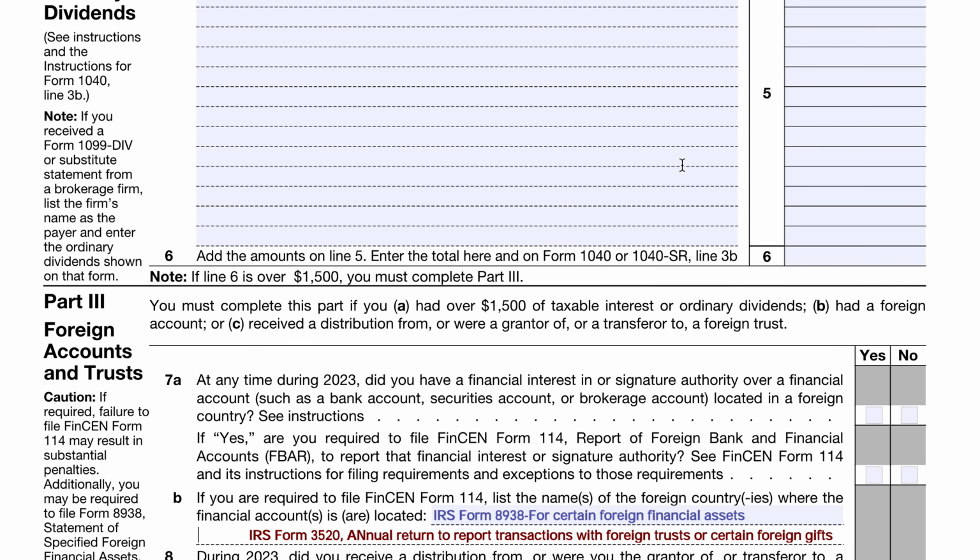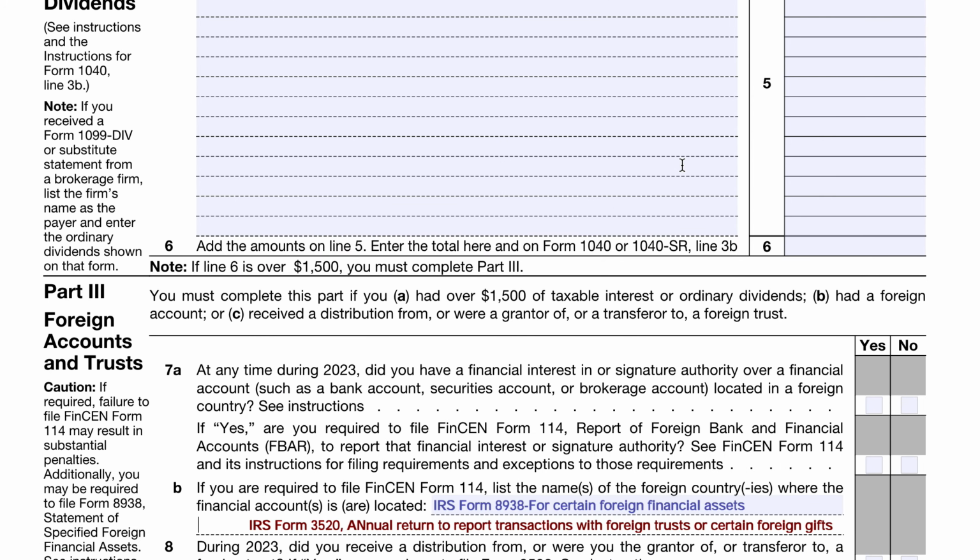And then finally in Part 3, if you have foreign accounts and trusts, you may be required to file IRS Form 8938 if you have certain foreign financial assets. And you might also need to file IRS Form 3520 if you have anything to do with a foreign trust, meaning if you received a distribution from a foreign trust as a beneficiary, if you're the grantor of a foreign trust, or if you transferred assets to a foreign trust, you may need to file IRS Form 3520 to accompany your Schedule B.